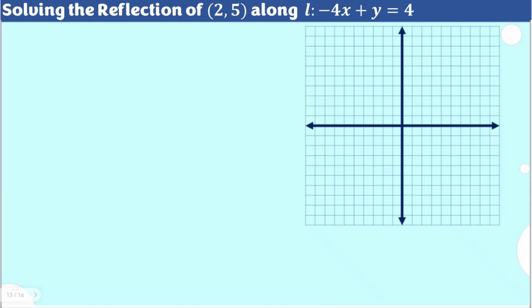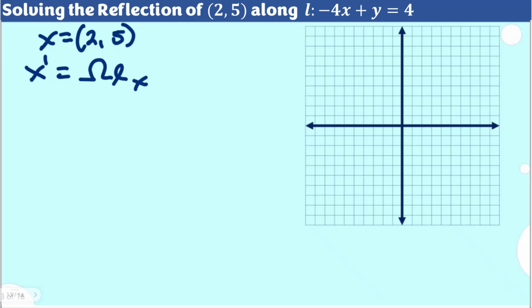For this video, let's try to identify the reflection of point (2, 5) about the line L: negative 4x plus y equal to 4. If it's illustrated on this Cartesian plane, let's say our point X is (2, 5). We're going to identify the reflection of point X. It's either X prime or, using our formula, the reflection of X along line L.